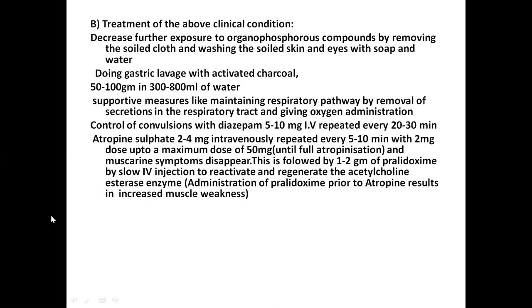Atropine sulfate 2 to 4 milligrams intravenously, repeated every 5 to 10 minutes with the 2 milligram dose, up to a maximum dose of 50 milligrams. That is until full atropinization. Because there is miosis, to the atropine you have to dilate the pupil, until full atropinization and the muscarinic symptoms disappear.